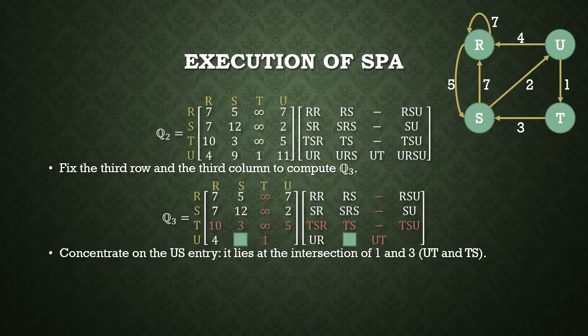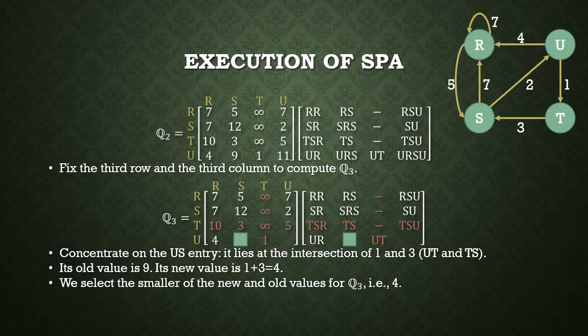Concentrate on the US entry. It lies at the intersection of 1 and 3, UT and TS. Its old value is 9. Its new value is 1 plus 3, which is 4. We select the smaller of the new and old values for Q3. That is, we select 4.